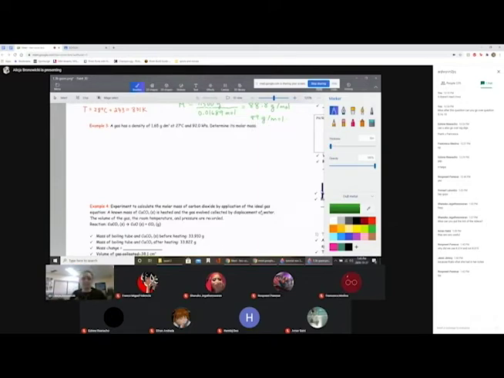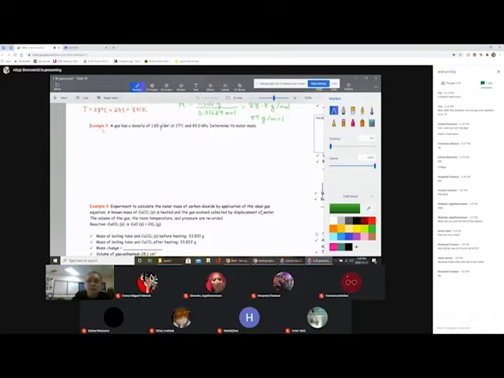Okay. Another question with sort of another layer of difficulty here. You're given a density. So a gas has a density of 1.65 grams per liter. This should have a little slash. At 27 degrees Celsius and 92 kilopascals. Determine its molar mass.